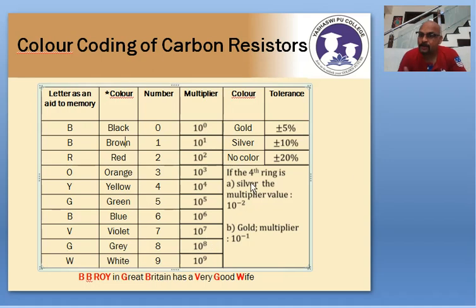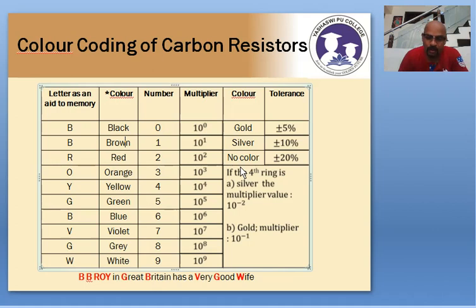Suppose there are 3 options for the fourth ring. If the fourth ring is gold, then the tolerance is plus or minus 5%. If the fourth ring is silver, then the tolerance is plus or minus 10%. If the fourth ring is missing, which means there are only 3 rings, then the tolerance is 20%. So that is one very good thing.